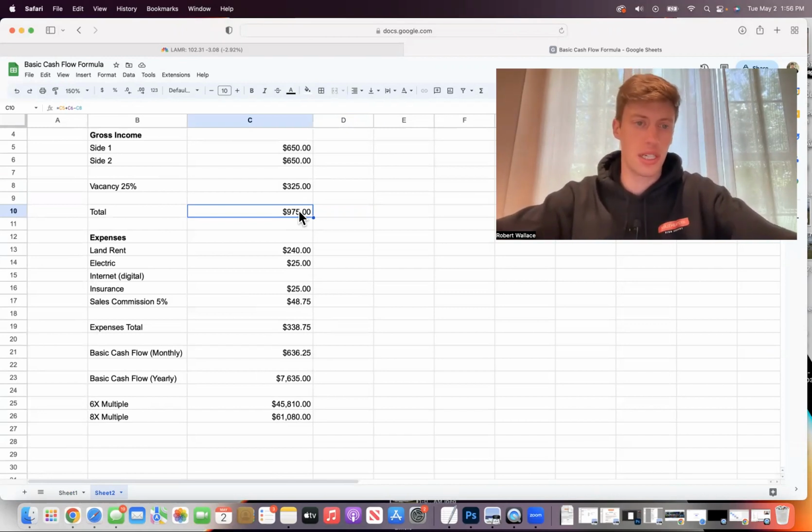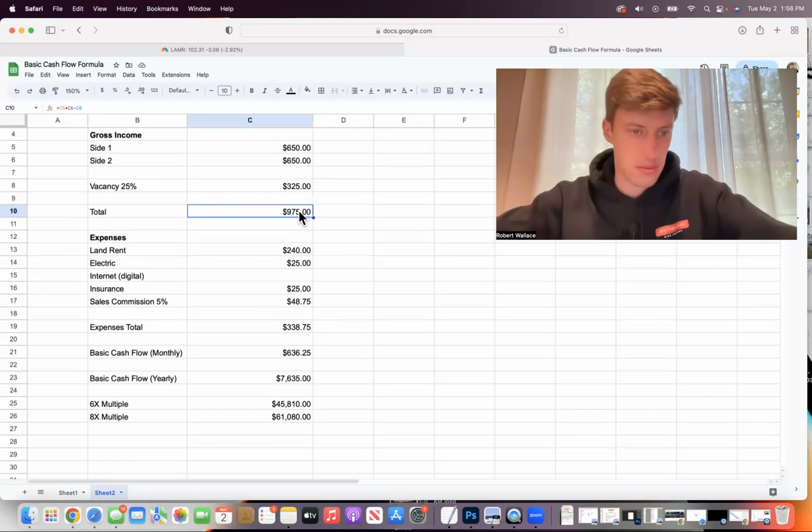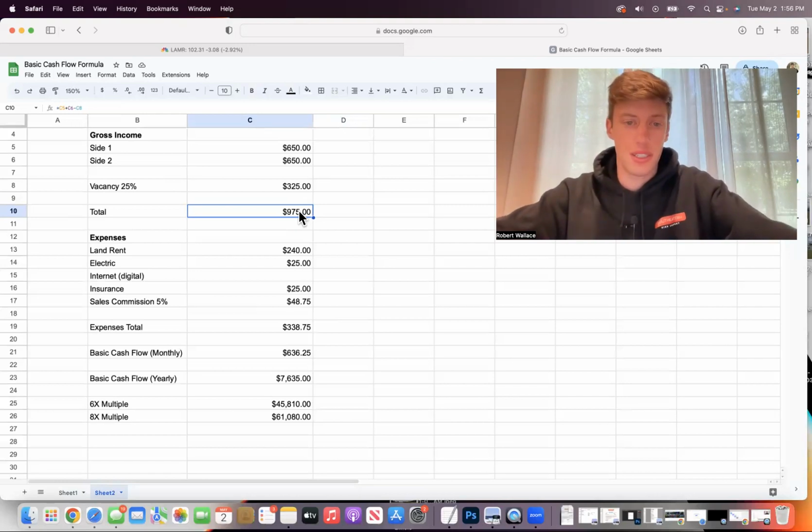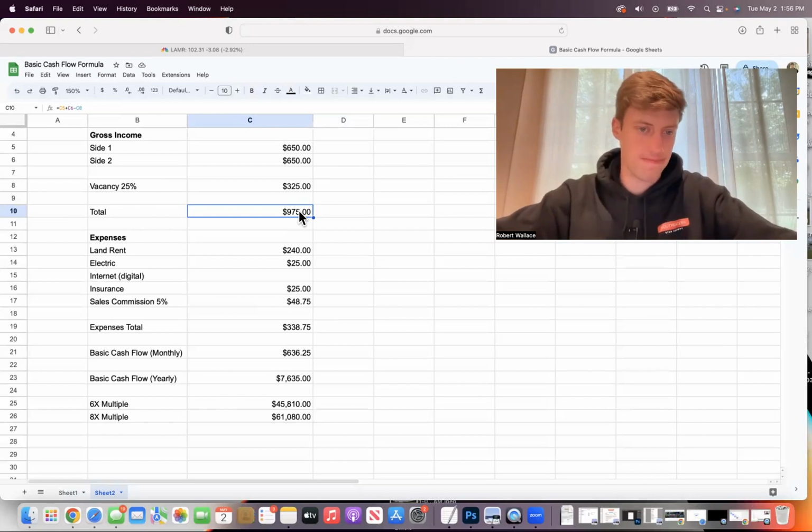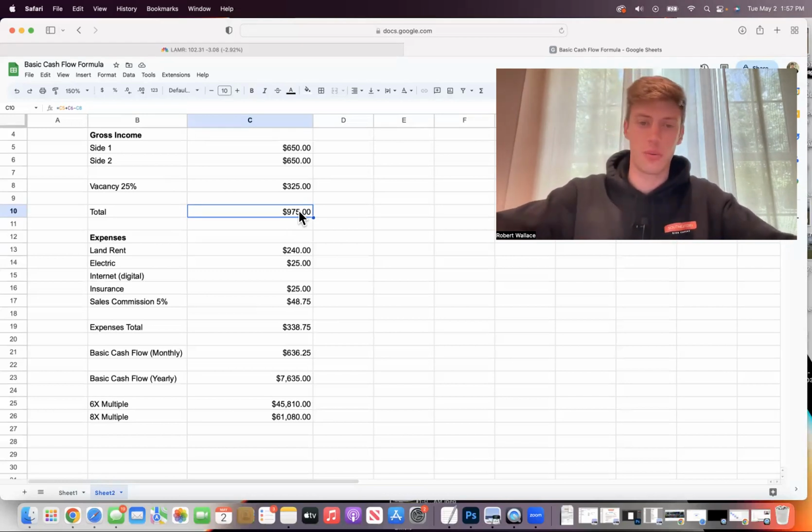So land rent could be a couple $100, a little bit over maybe. So let's say he's paying $240 in land rent. Let's say his electric, not much, $25. He might have a little bit of insurance on this structure. He's near the coast, high winds, hurricanes, stuff like that. He's still got a sales commission going on. So expenses $338 a month. Basic cash flow on this structure is going to be $636 per month, and the yearly is going to be $7,635. So I would say this type of structure would go for somewhere between a 6 to 8 times multiple if you only have 1 to 25 structures.